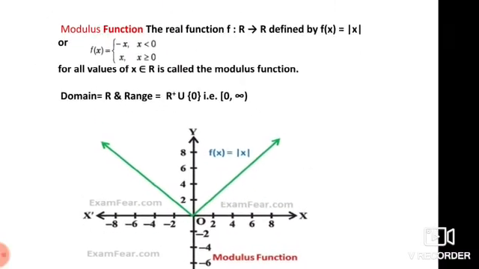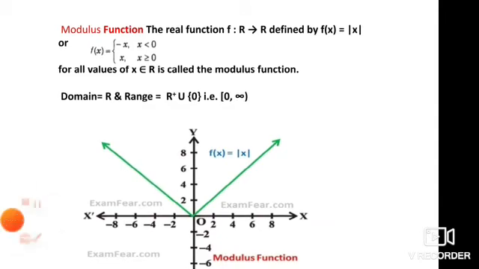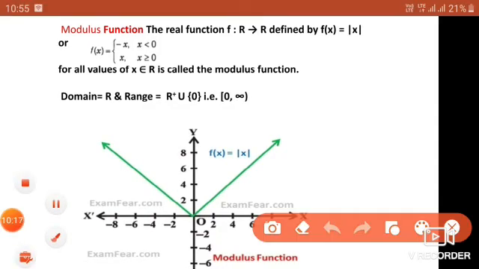Next, another important function is the modulus function. What is the modulus function? The real function f from R to R defined by f of x equal to mod x. It is defined as f of x equal to minus x when x is less than 0, and x when x is greater than or equal to 0. Now modulus means like this. You will represent it as |x|. For all values less than 0 and greater than or equal to 0, the value remains the same.